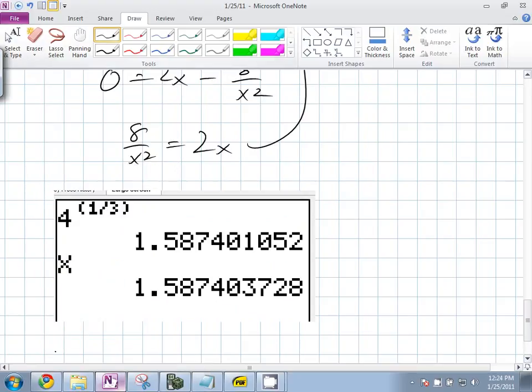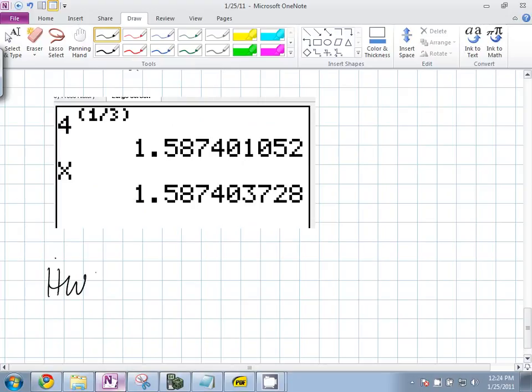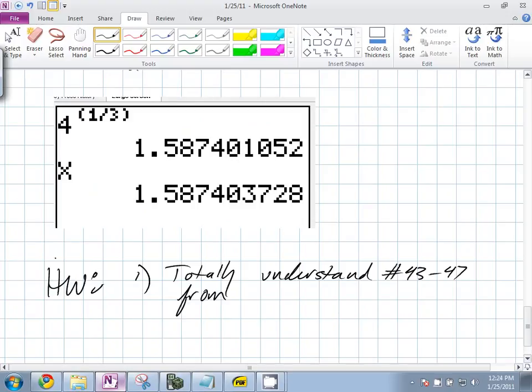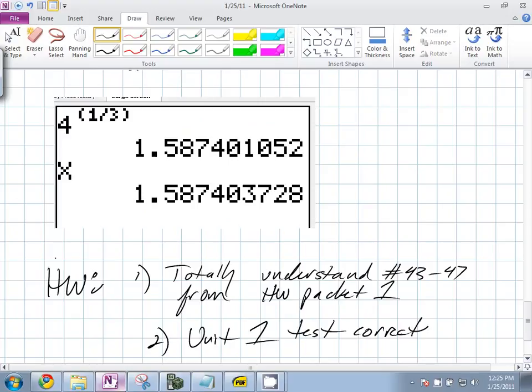Okay, your homework. First part is to totally understand numbers 43 through 47 from homework packet 1. And 2, unit 1 test corrections. I'm going to give you at least the next 15 minutes to ask each other questions about the unit 1 test.